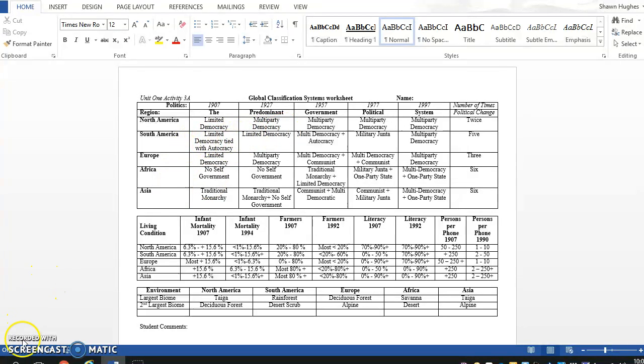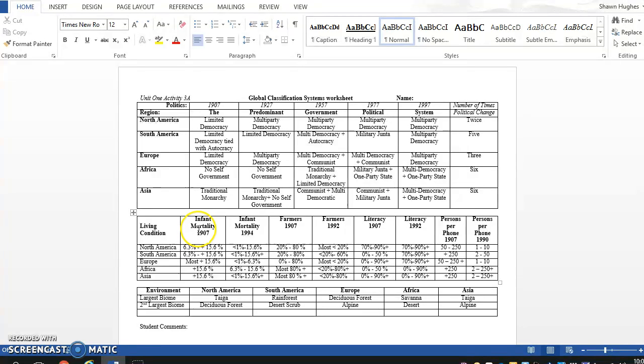Okay? But what we will do eventually is take a look at maybe there's a relationship between the types of political systems and some of this other data. So down here we've got infant mortality rates, we've got farmers, literacy, and the number of people per phone. Okay, so why is this important? Look at the trends that maybe happened in the past and the more current data.